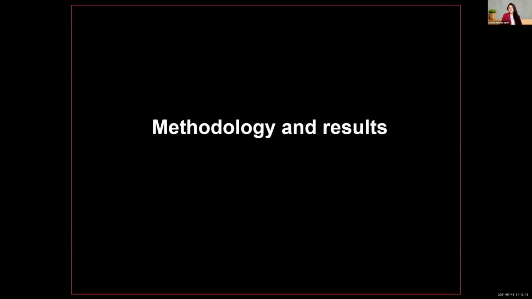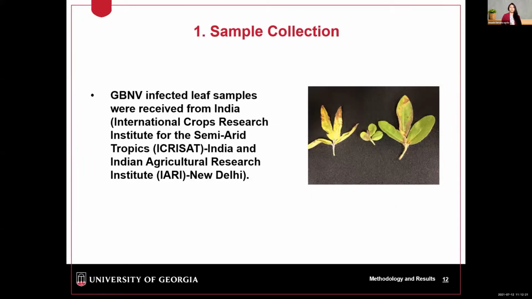Proceeding to methodology and results, the first step is the sample collection. Since this is a quarantine pathogen, we received peanut leaf infected with GBNV from India. We received from 2 locations, which are 2 isolates.